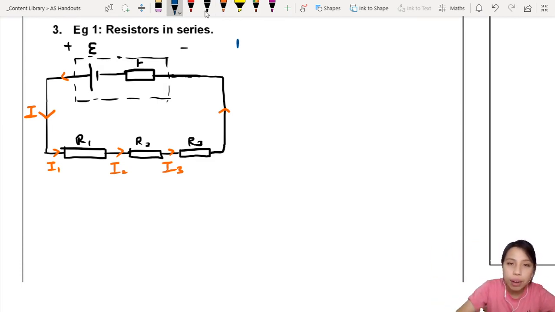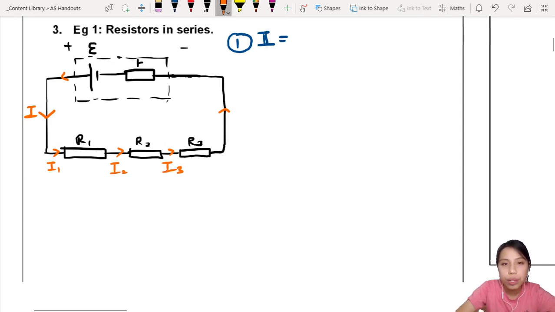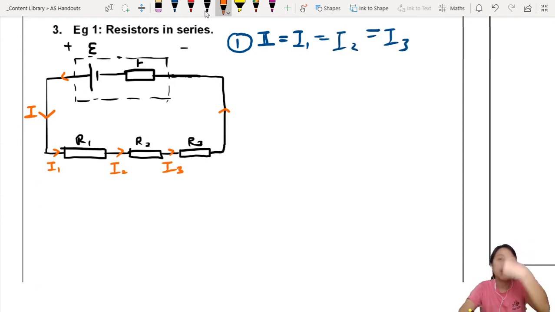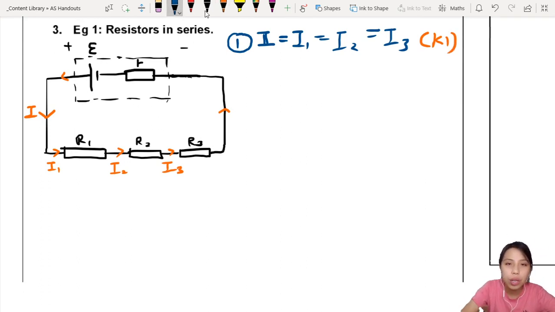So the first thing we need to think of is what I just said: you have current I. I equals this I1, which is the same as I2, which is the same as I3, because in series the same current will flow through. And what law is this? Conservation of what? Conservation of charge, because your charge has to go somewhere. It can't just appear or disappear. So this is actually Kirchhoff's first law, K1, which deals with current.